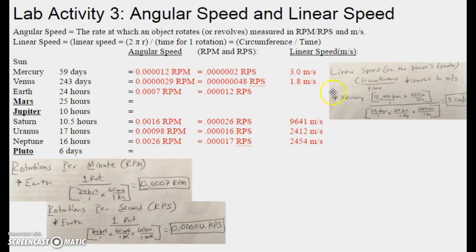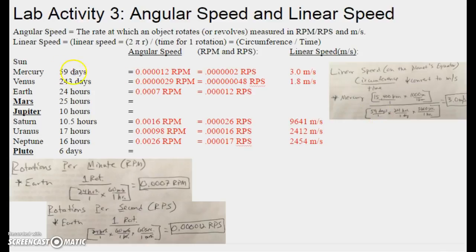You're going to use this model. For linear speed, I'm going to do it for Mercury. How do we come up with 3 meters per second? Well, we take the circumference divided by time. Circumference is going to be 2 pi r, and we're going to make sure that our final units are in meters per second. So here's how I do it. Given on one of the pages before, the circumference here is going to be 15,400 kilometers, but I want it in meters, so I have to multiply my numerator times 1,000 meters per kilometer. That said, now I divide it by the quantity of how long it takes, in seconds, to make one rotation.